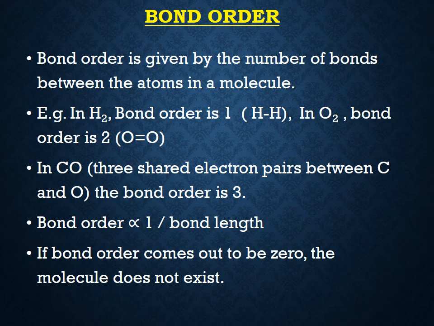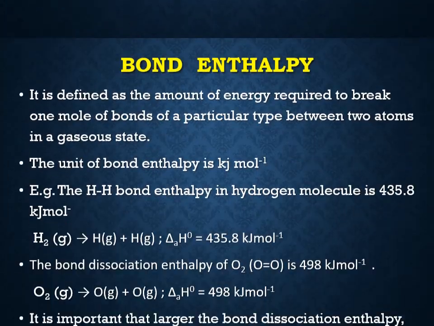Bond order is inversely proportional to bond length. The higher the bond order, the less the bond length will be. If the bond order comes out to be 0, the molecule does not exist. For example, the He2 molecule. The bond order is 0, so the He2 molecule does not exist.